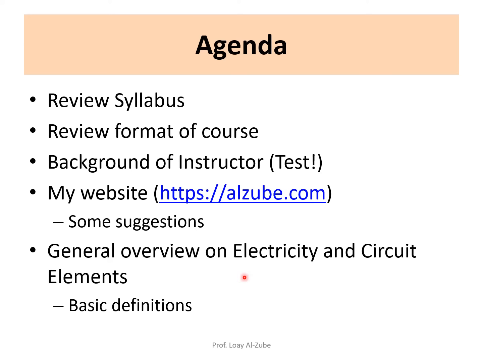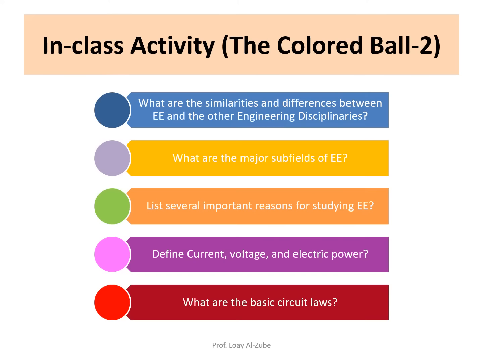We will start with a general overview of electricity and circuit elements. It's going to be a quick review because you've studied all of this in electronics. So let me move forward with that quickly. Before we go, let's answer some questions. What are the similarities and differences between EE and the other engineering disciplines? Let's simplify it. What's the difference between electrical and mechanical engineering?